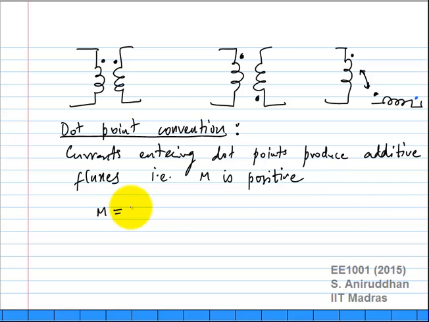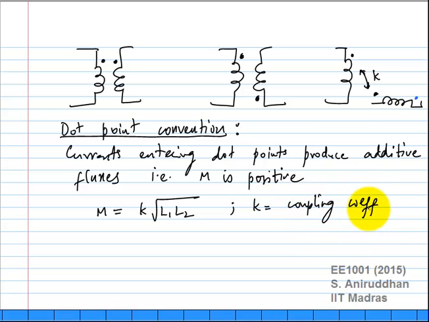You will sometimes find that you will see these two arrows and a quantity K written next to it, because this mutual coupling M can also be written as K root L1 L2, where K is called the coupling coefficient. You can show that the magnitude of K will always be less than or equal to 1.